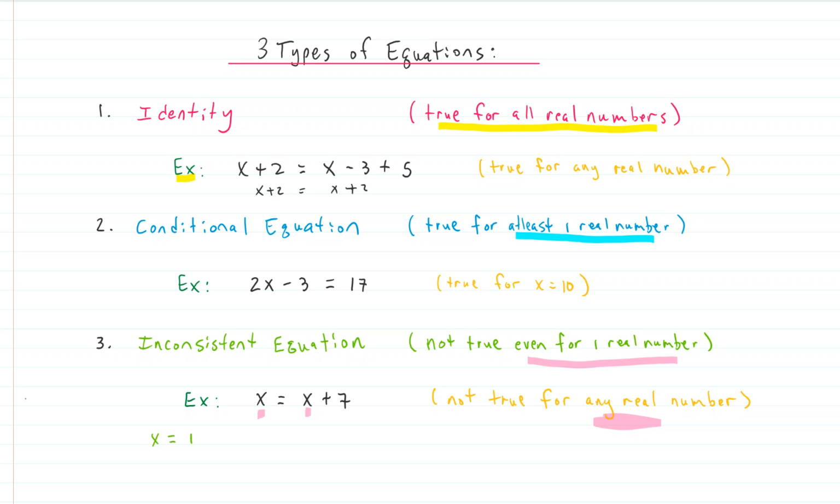So again, a review: identities are true for all real numbers. Every single real number, doesn't matter which one you plug in, you'll get a true statement back. The conditional equation is the second type of equation, and it's true for at least one. It could be true for more than one. It could be true for actually a lot, potentially, but at least one. And the inconsistent equation is not true for any real number. So not even a single number will work.